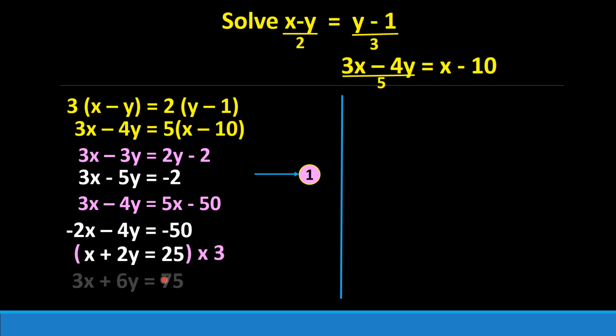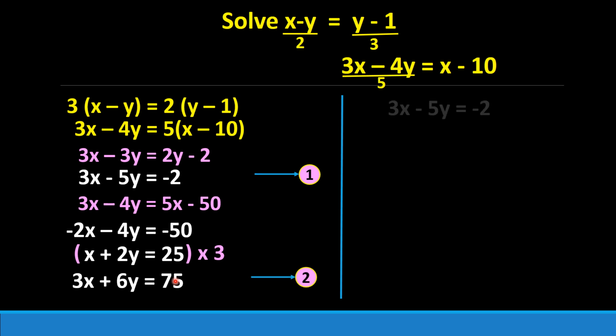And this equation has to be multiplied with 3 in order to make these x values same. The coefficient of x here is 3, and here the coefficient of x is 1. In order to make it same, we have to multiply this x with 3. So in order to multiply the x with 3, we have to multiply the whole equation with 3. So we get 3x plus 6y is equal to 75. Now that becomes our second equation.